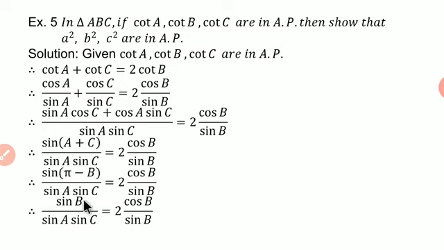Now take this sin B to the LHS, so it goes to multiplication. We get sin square B upon sin A into sin C is equal to 2 times cos B. Taking the 2 from the RHS to the LHS, it goes into the denominator. Now we put the values of sin B, sin A, sin C by using the sine rule, and the value of cos B by using the cosine rule.